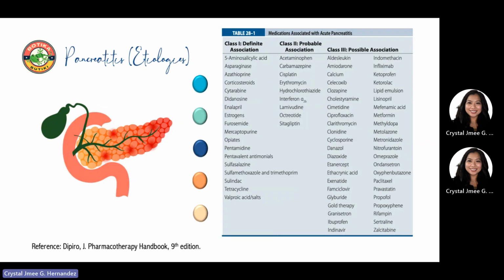Now, this is a list of medications associated with acute pancreatitis and their level of association. Class 1 is definite association, such as corticosteroids, cytarabine, enalapril, and sulfasalazine. For probable association, we have acetaminophen or paracetamol, erythromycin, interferon, and lamivudine. And for class 3 or possible associations, we have amiodarone, calcium, pravastatin, zalcitabine, and the rest.